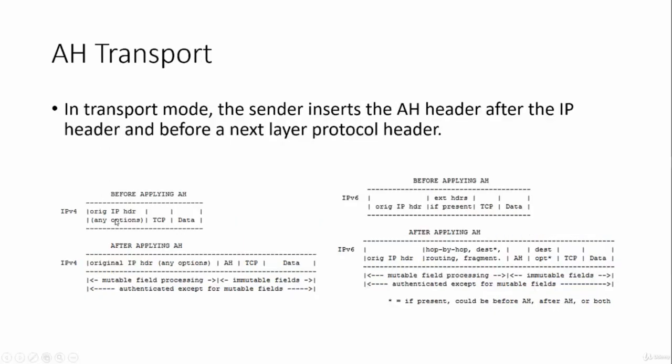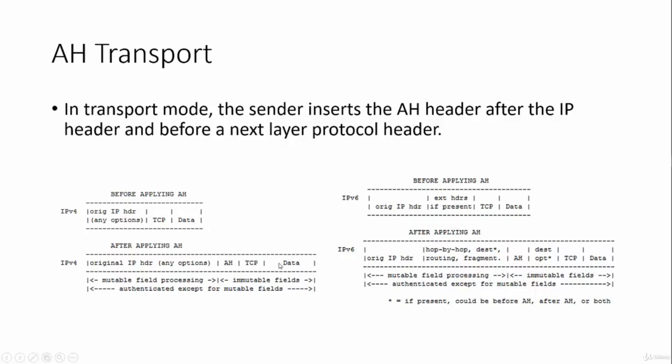So there are two types of IPsec encapsulation, which are tunnel mode and transport mode. In transport mode, the sender inserts the authentication header after the IP header and before the next layer protocol header. This is the original packet before applying the authentication header. The original IP header would basically move forward with the options and everything. And then the system inserts the AH header followed by the original payload, which could be TCP or UDP, etc. So the original IP header gets copied into the new packet.